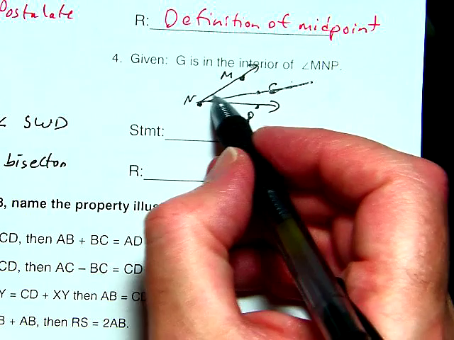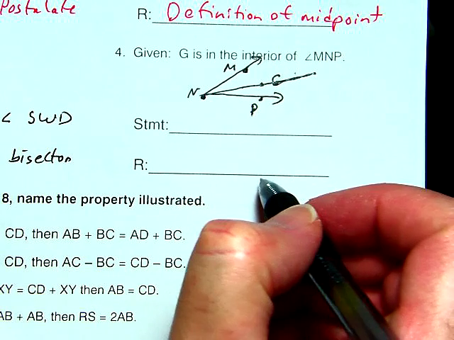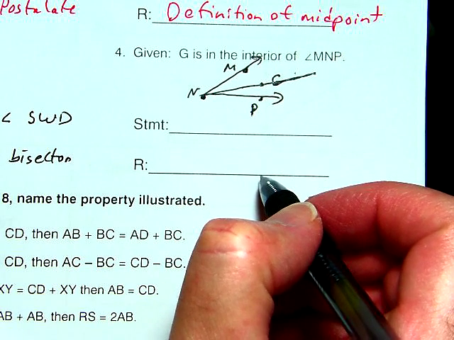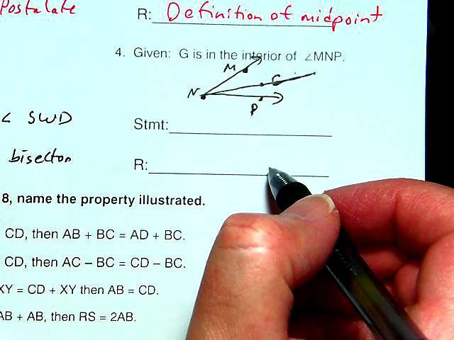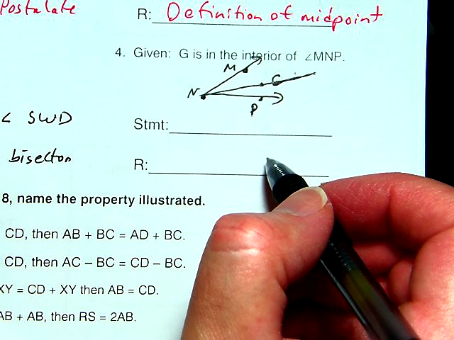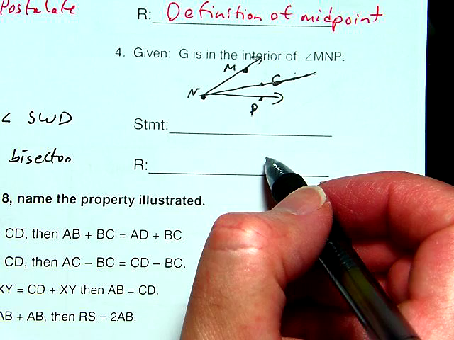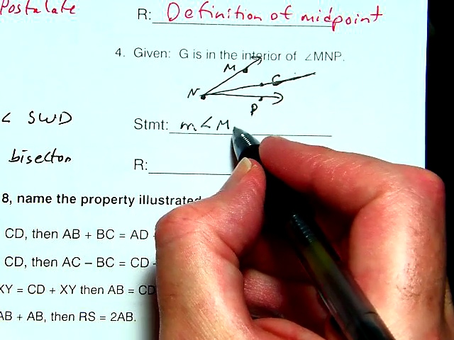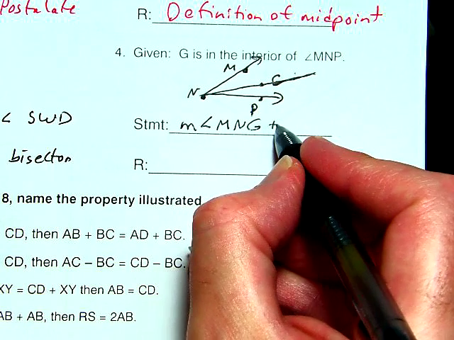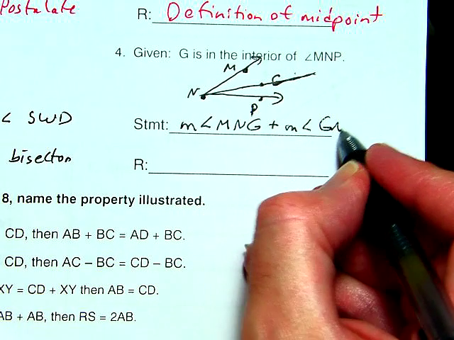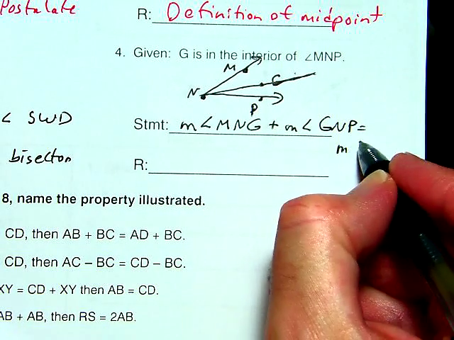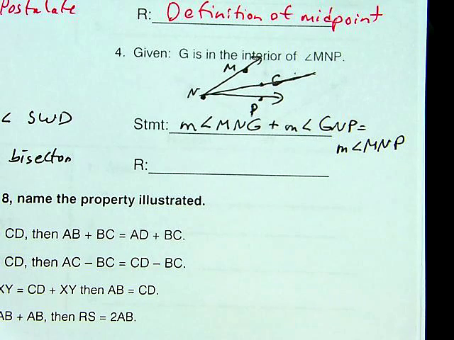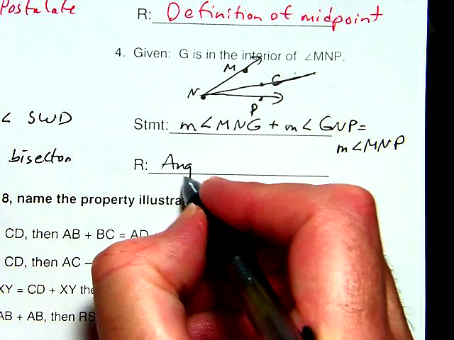Well, the sum of these two smaller angles is equal to the larger angle. Remember, this is not necessarily an angle bisector. That's a mistake I've seen people make sometimes. The fact that G is in the interior does not make NG automatically an angle bisector. But we can say that the measure of angle MNG plus the measure of angle GNP equals the measure of angle MNP. So the sum of the smaller angles adds up to the measure of the larger angle. And that is because of the angle addition postulate.